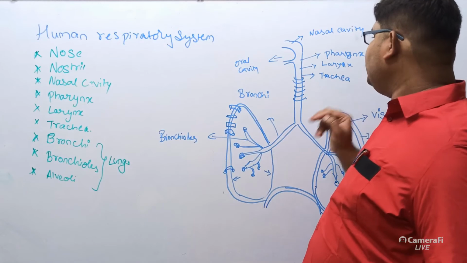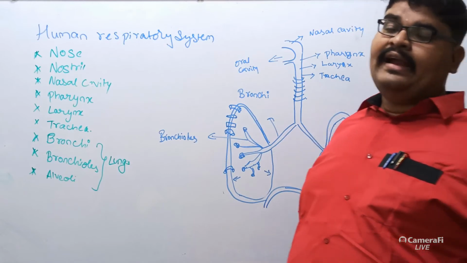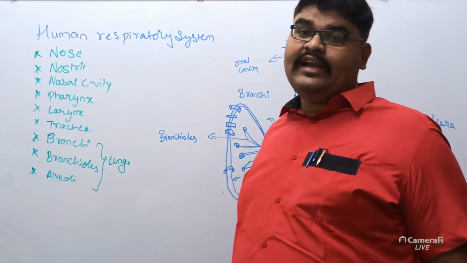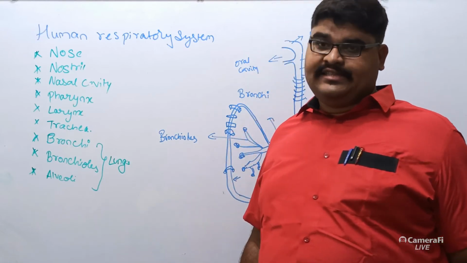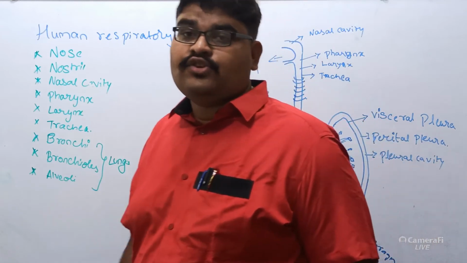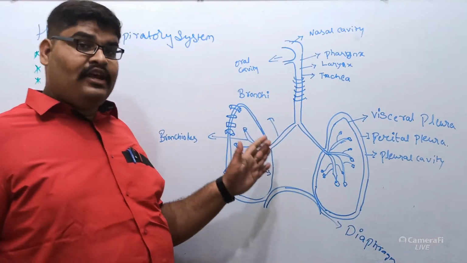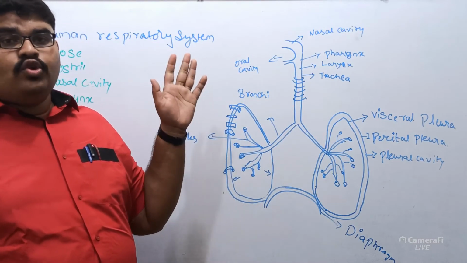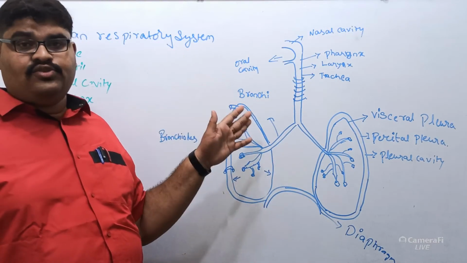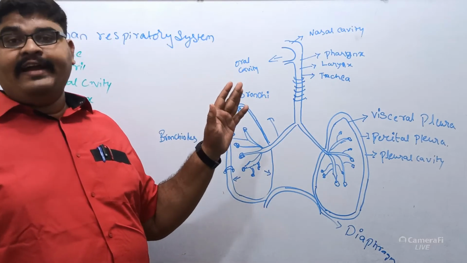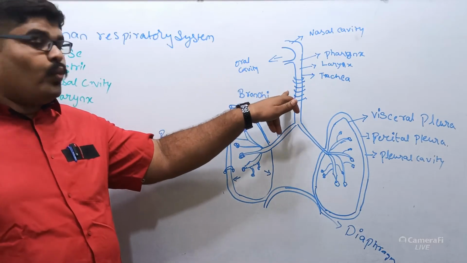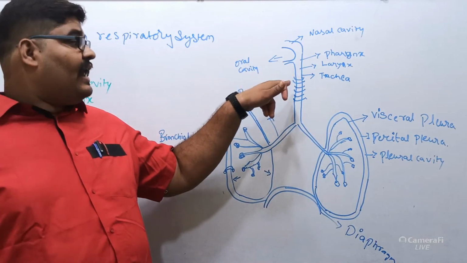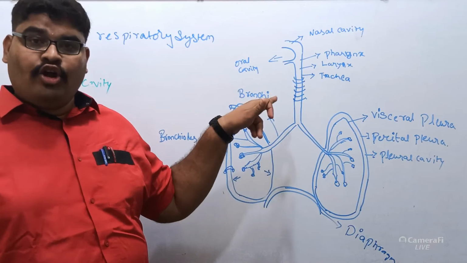But before going to the larynx, I would like to tell you that there is one more structure. It is the tip of the windpipe, called the glottis. The glottis is the region or opening of the windpipe. When you look at the respiratory system and digestive system diagrams together, you find the separation of the windpipe and the food pipe, and the opening of the windpipe is called the glottis.